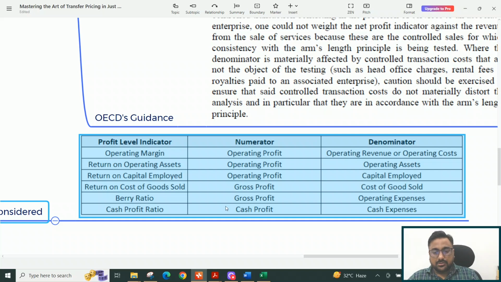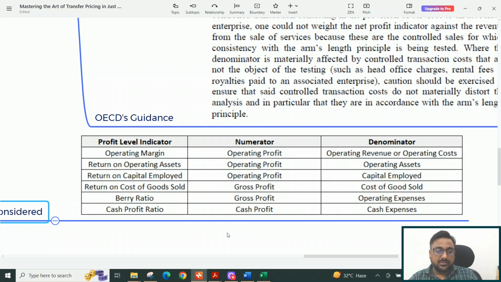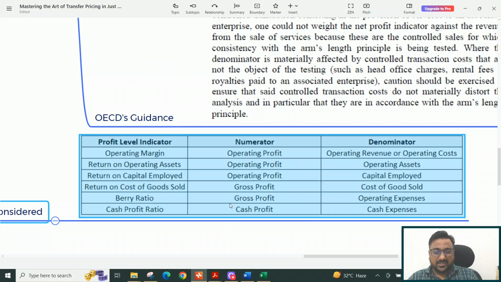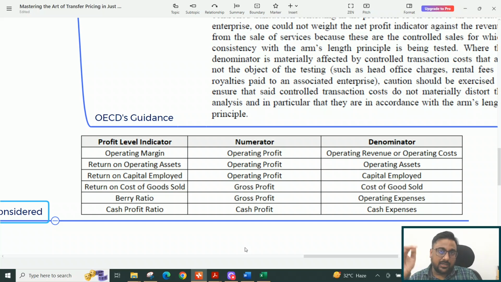Now the Berry ratio. I think this is used mostly for distribution entities. When only distribution activity happens, then the Berry ratio is used, that is gross profit divided by operating expenses. You may search on Google in which cases this Berry ratio is used. There are also, I think, judgments, and this ratio was identified by some economists. You can read where you can use the Berry ratio as a PLI. We generally don't use that, but in certain cases people have used it, and appropriately that PLI has also been upheld by the courts or has been given under the OECD guidance.